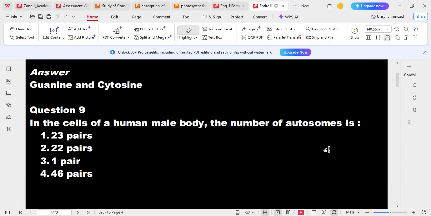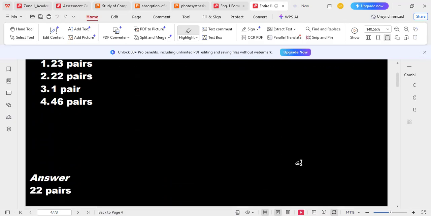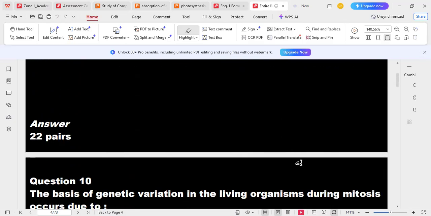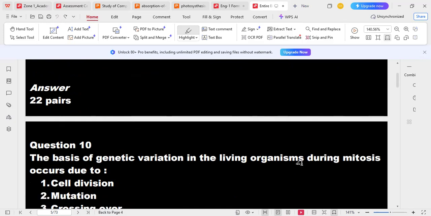Now coming to the next question. In the cell of a human male body, the number of autosomes is, there are two types, autosomes and allosomes. So autosomes are always 22 pairs. Okay, and the last pair is the allosomes. It's the same in males and females.